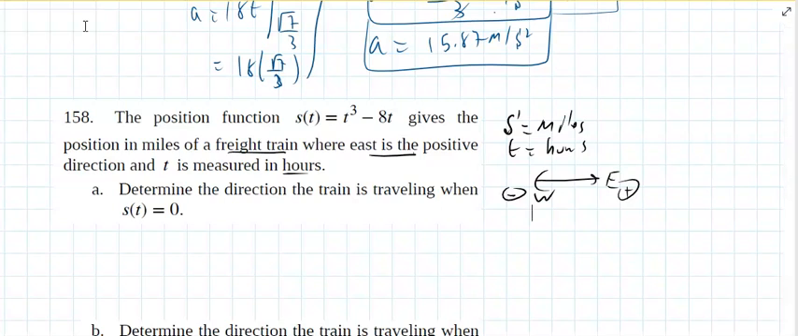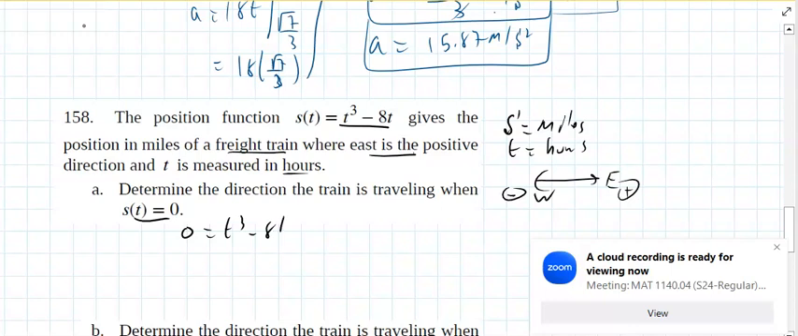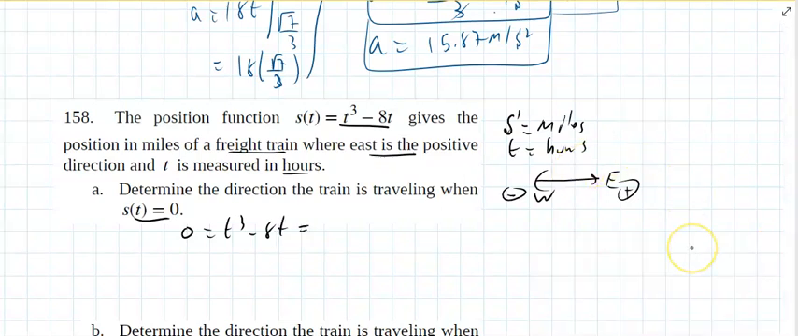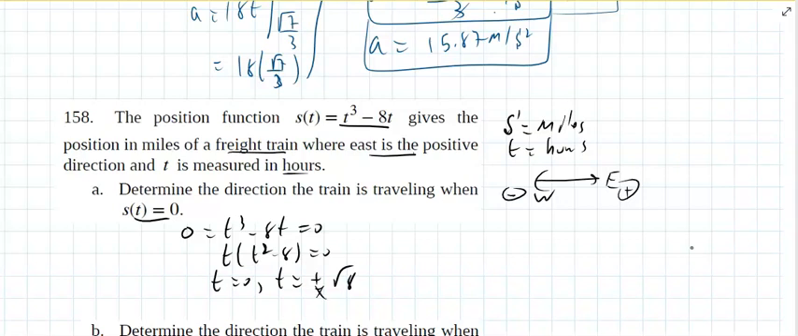Determine the direction in which the train is traveling when s of t equals 0 initially. Okay, s of t is right there. That means 0 equals t cubed minus 8t equals 0. Factor a t out. That's when t squared minus 8 equals 0. So that is when t equals 0, or t equals plus or minus radical 8. Time can't be negative. We have t equals 0 and radical 8 hours.